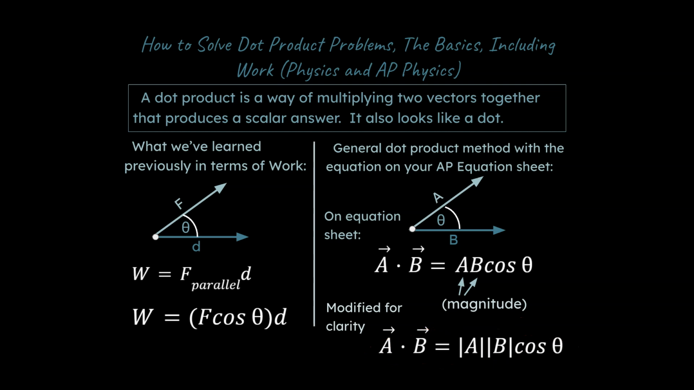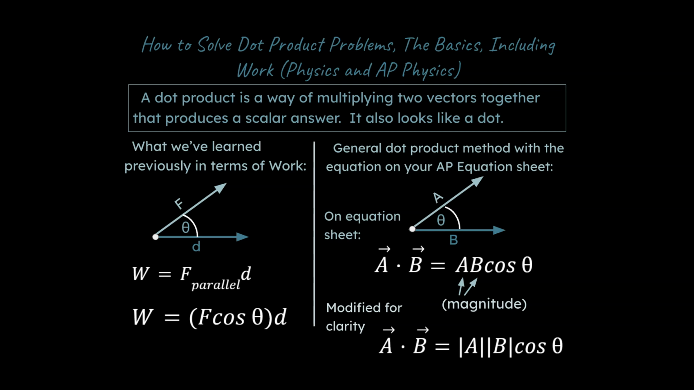So I've modified the AP equation down here for clarity, and I want to point that out. Something else I want to point out is that there are a couple different ways of calculating the dot product. I'm going over the way that you're going to see on your equation sheet and the way that I think is really intuitive, and I'm going to compare those two. There are a couple other methods that you can use as well, but these are the two most important for your understanding and for your day-to-day operations of how to solve problems.